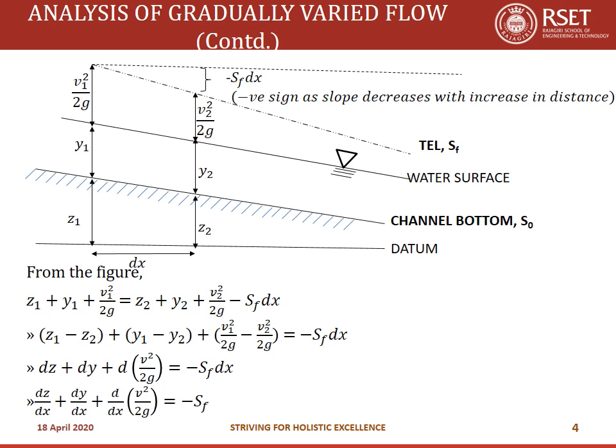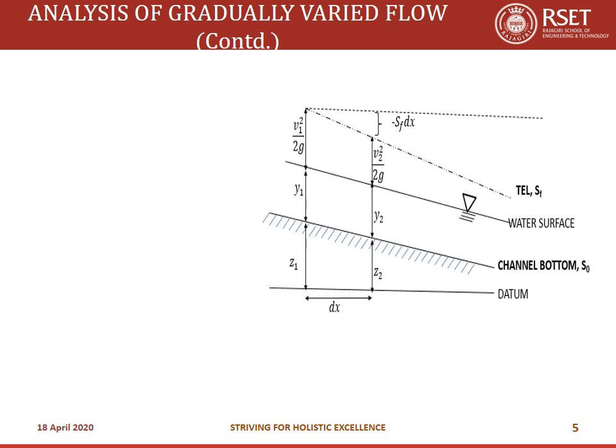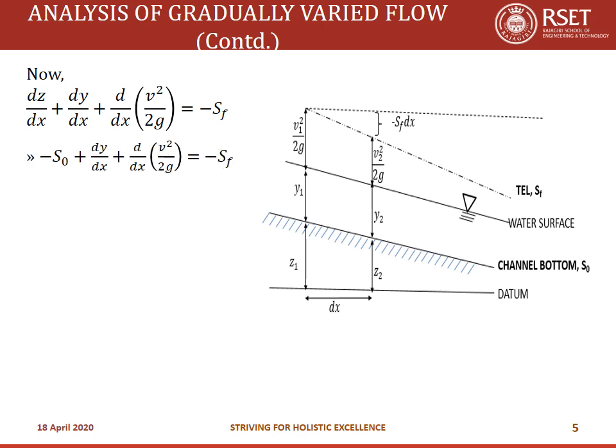So now we're going to move forward. The figure is kept as it is because it would be helpful. Now this was where we ended: dz by dx plus dy by dx plus d by dx of v squared by 2g is equal to minus Sf. Now for d by dx of v squared by 2g, from the lecture on specific energy, we know that v squared by 2g is small q squared by 2g y squared. So I'm going to replace v squared by 2g.